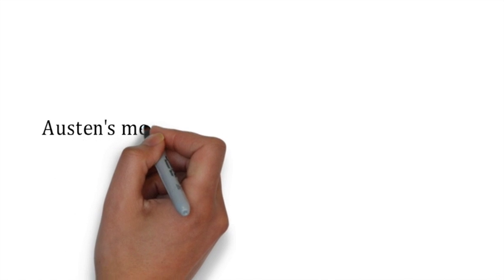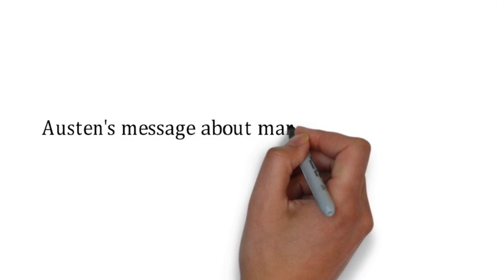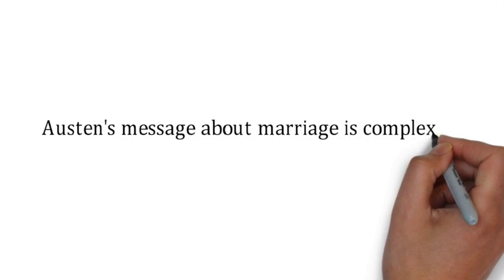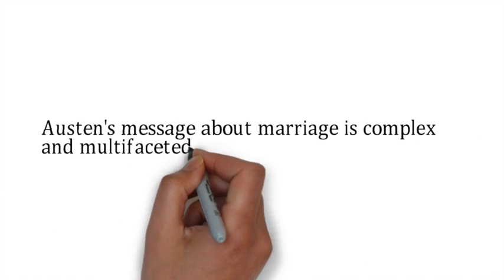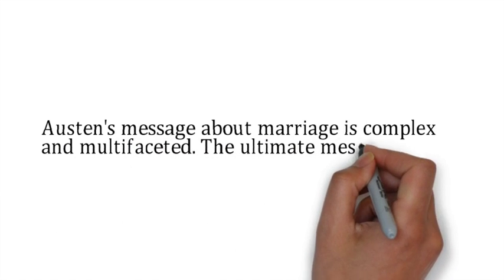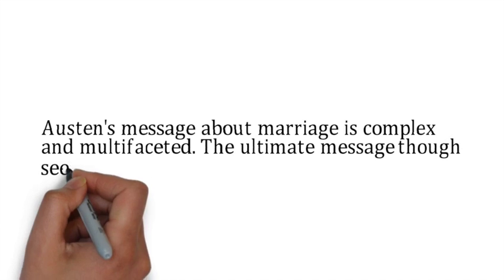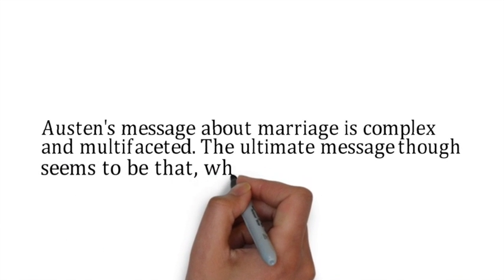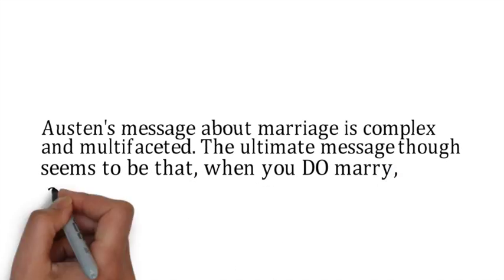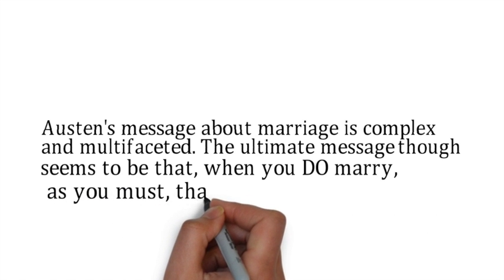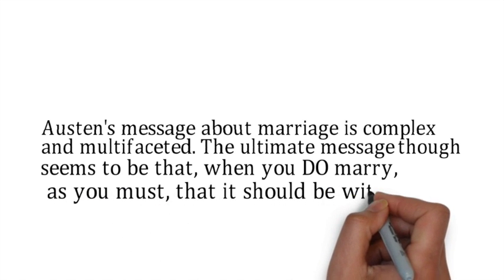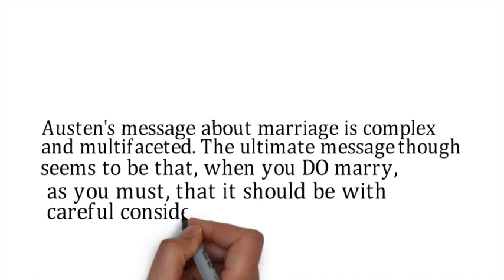Finally, there are characters who skirt the rules of whom should be married and why, but eventually do marry anyway. Austen's message about marriage is complex and multifaceted, as characters are rewarded and punished in different ways based on their reasons for entering a marriage. The ultimate message, though, seems to be that when you do marry, as you must, that it should be with careful consideration of status, love, and society.